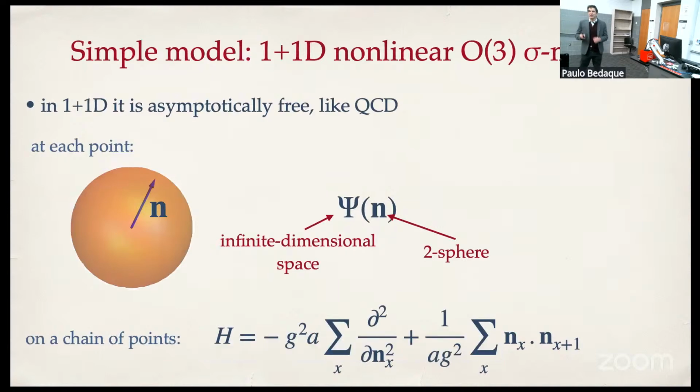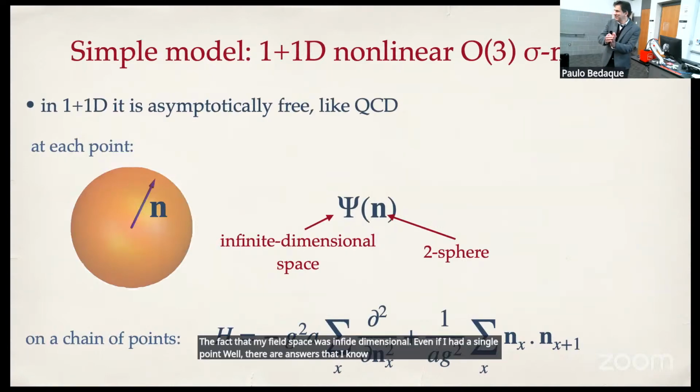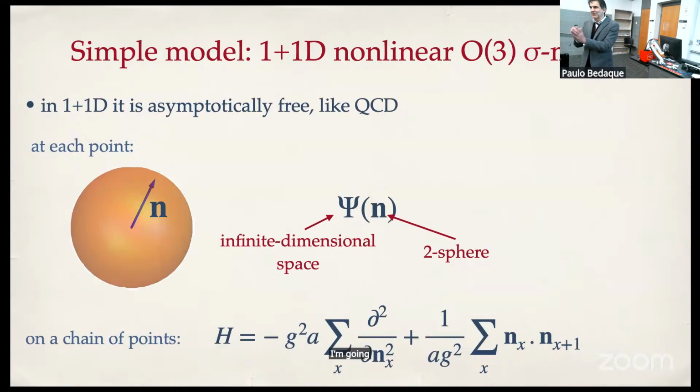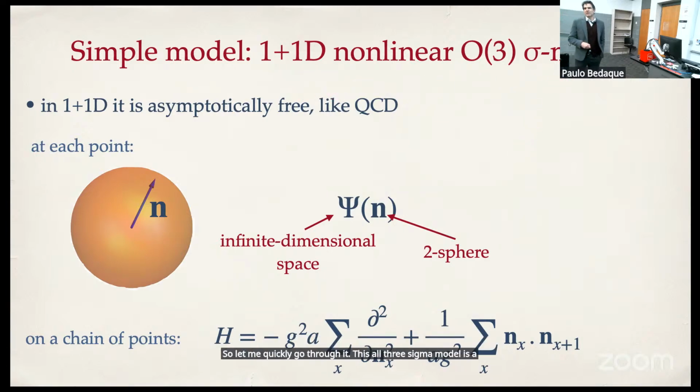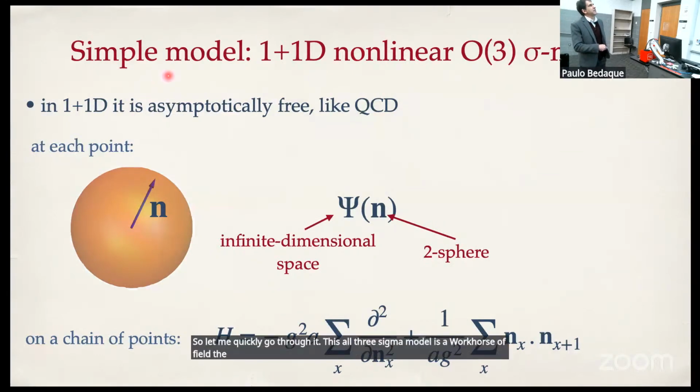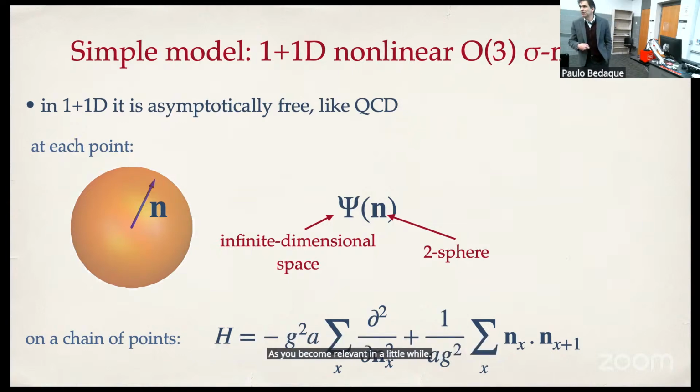Well, there are answers that I know, and there are answers that I don't know. I'm going to tell you about solid stuff that I know, and for that, I'm going to take a toy model. I know everything about this discretization in this case, so let me quickly go through it. This O3 sigma model is a workhorse of field theorists. It has only one space dimension and one time dimension, but has all kinds of cute properties, like it is asymptotically free like QCD, as will become relevant in a little while. So it's a little toy model for QCD, if you want.